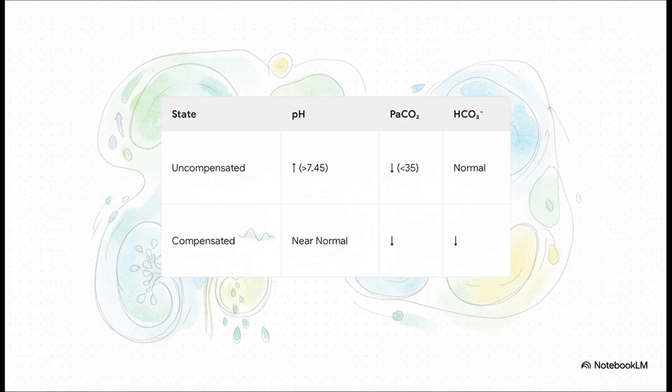Now, if the problem sticks around, the kidneys kick into gear. They start dumping bicarb to try and pull that pH back down. So in a compensated state, you'll see both a low PaCO₂ and a low bicarb level.